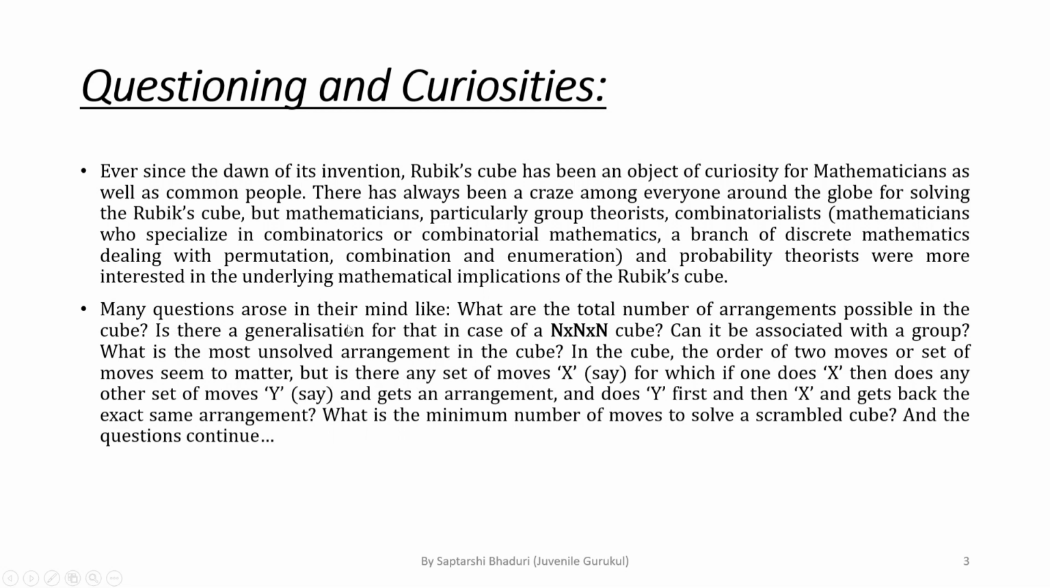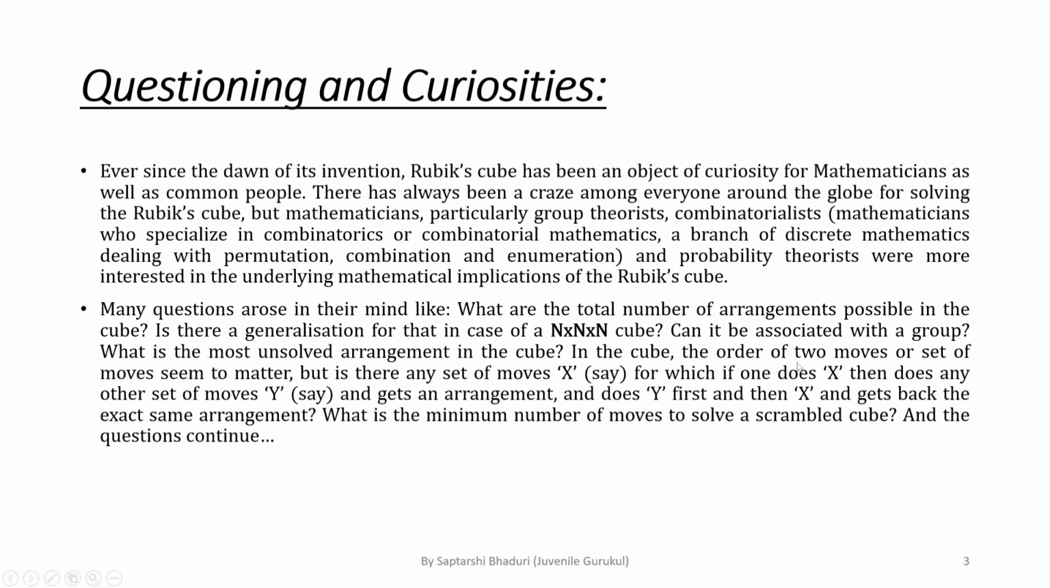Many questions arose in their mind, like what are the total number of arrangements possible in the cube? Is there any generalization for that in case of an n cross n cross n cube? Can it be associated with a group, which is a mathematical concept which we will discuss later in this lecture? What is the most unsolved arrangement in the cube?